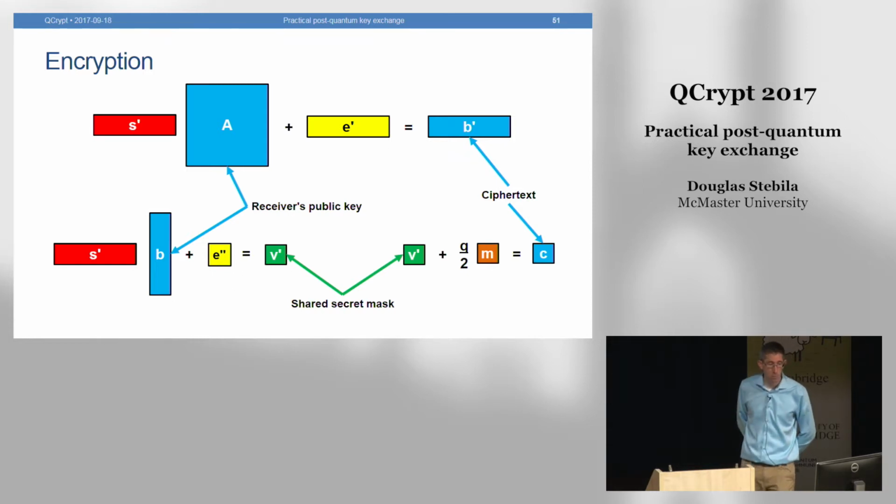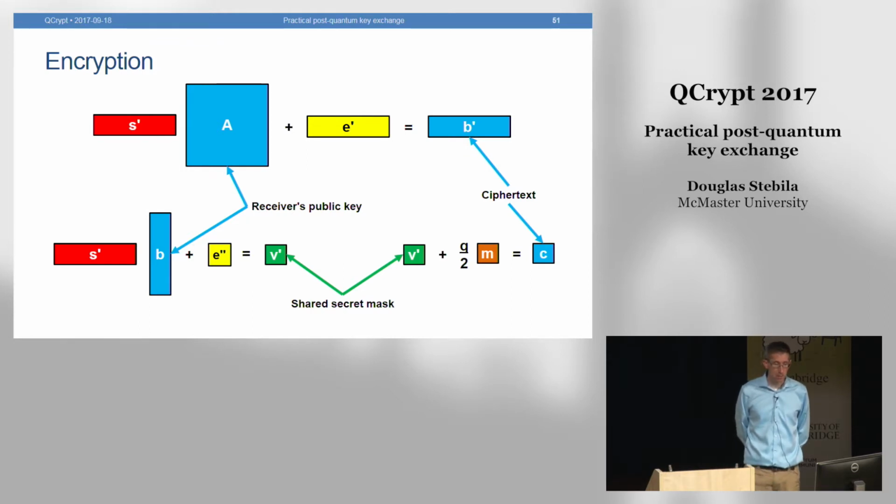So this is how encryption works. The recipient's public key, A and B, are used in 2 ring learning with errors type problems to come up with a ciphertext B prime and a mask V prime. And then the V prime mask is used to encrypt the message. And the final ciphertext is B prime and C. So that's what the sender does.